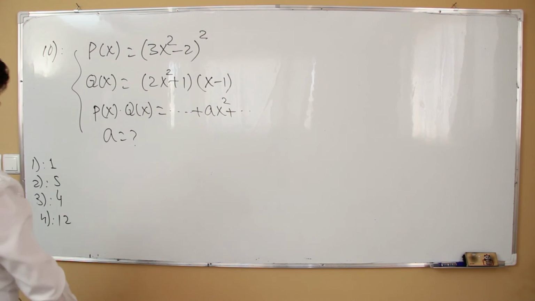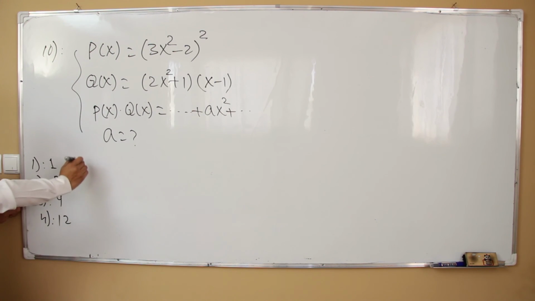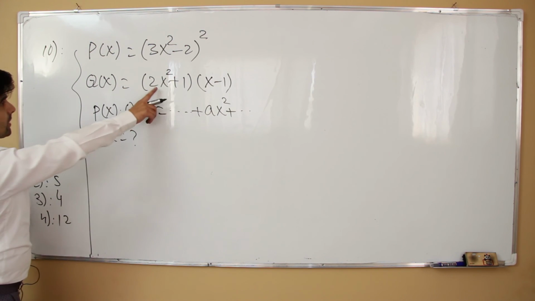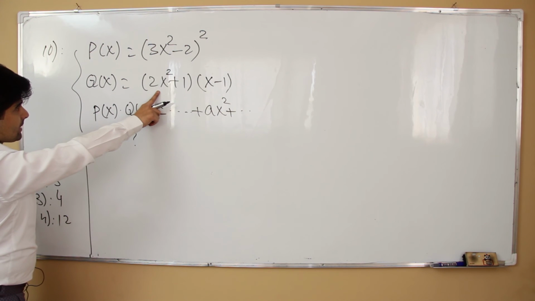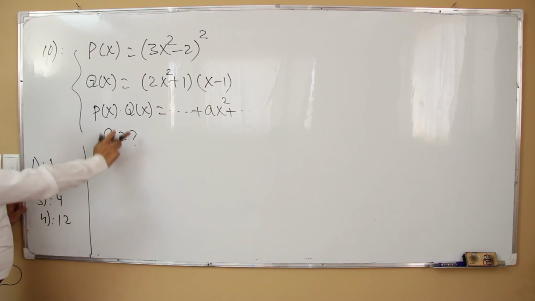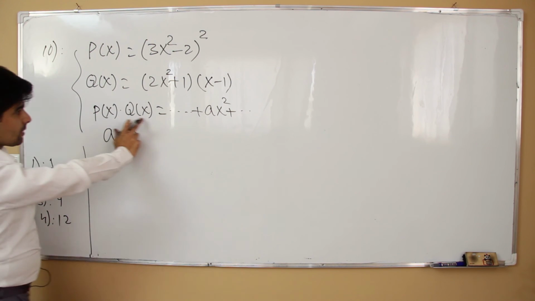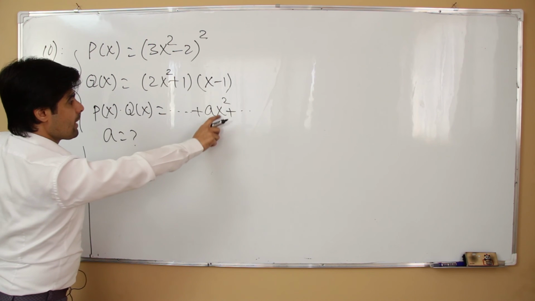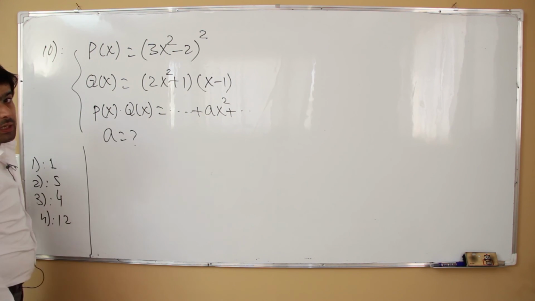Come to the last question for today's lecture. P(x) is given (3x² - 2) raised to the power 2. Q(x) is given (2x² + 1)(x - 1). P(x) multiplied with Q(x), the answer is something. Try to find the coefficient of x² in this multiplication.